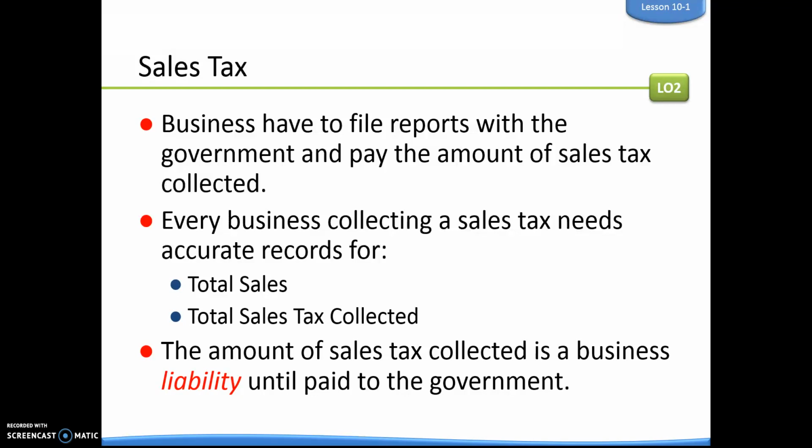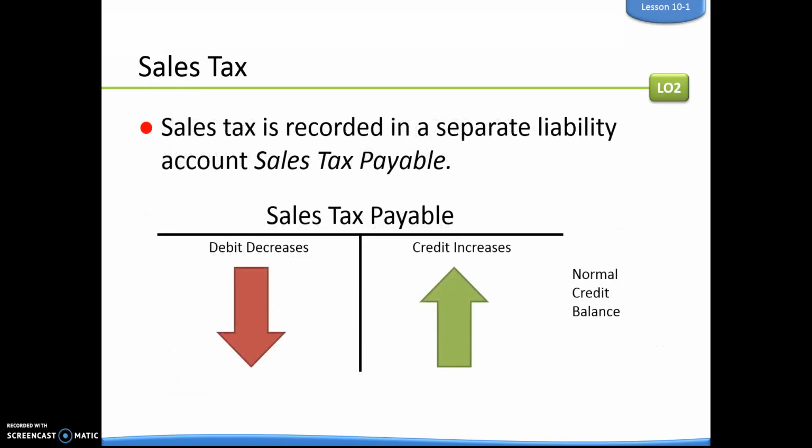Since the amount of sales tax collected by a business does not actually go to them, it goes to the government, sales tax is actually a liability for us until we pay it to the government, because we don't get that money. That money goes to the government, so that's a payable for us, or a liability. So we have a new account. It's called sales tax payable. It's going to be a separate liability account. Because it's a payable or a liability, it has a normal credit balance, so it increases on the credit side and decreases on the debit side.